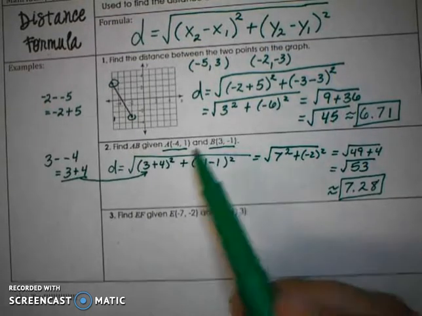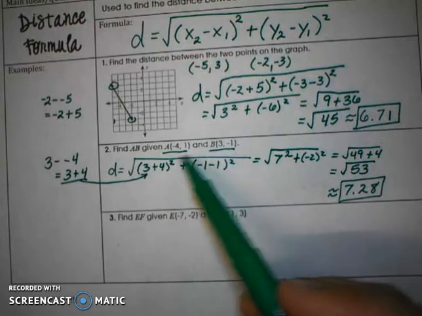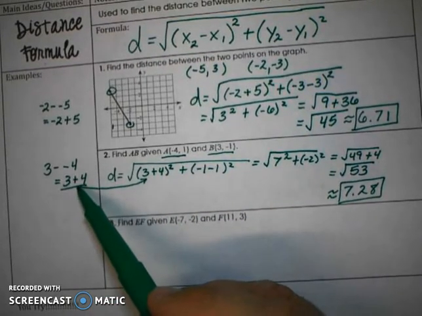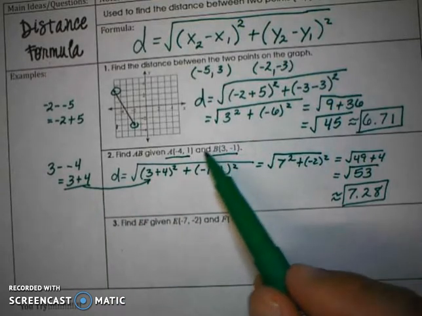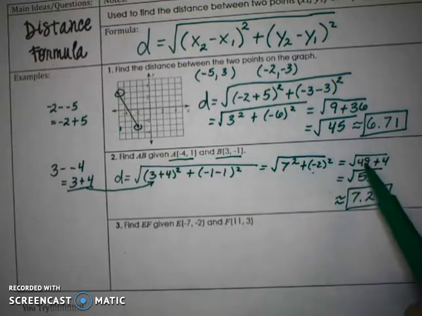Okay? If I plug in my x1 and x2 here, you do get 3 plus 4, because 3 minus negative 4 is 3 plus 4. And then negative 1 minus 1 gives you a negative 2 here. So I have 7 squared plus negative 2 squared, which would be 49 plus 4, which is the square root of 53 here, which is about 7.28.